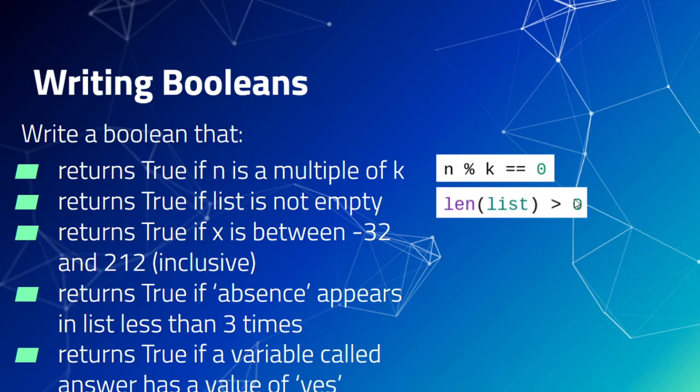Now, our next one, write a Boolean that returns true if some variable x is between -32 and 212 inclusive. So it can be -32 and it can be 212.